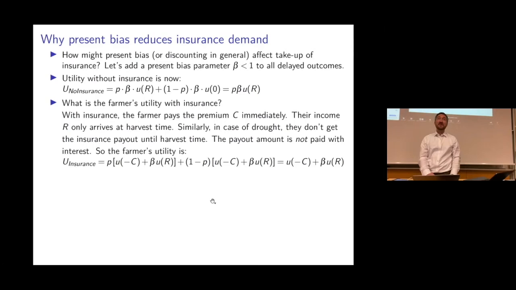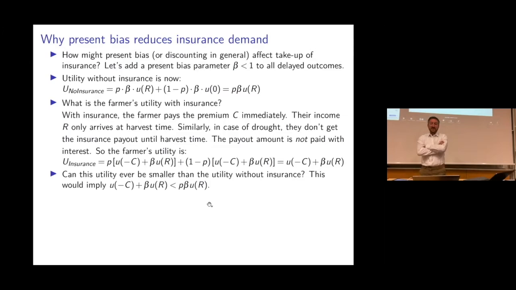Okay, so now let's ask whether this utility with insurance can ever be smaller than the utility without insurance. So that would mean that this expression here is smaller than this expression. So that's what I've written down here. And we just rearrange that a little bit to bring all of the beta U(R) terms on the left-hand side and the U(-C) terms on the right-hand side.